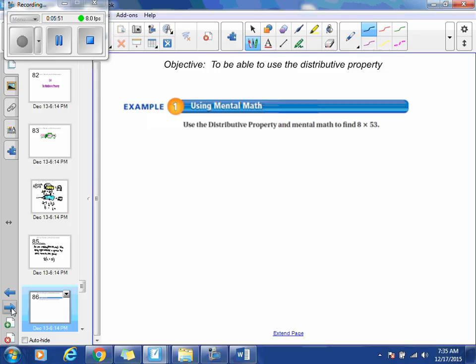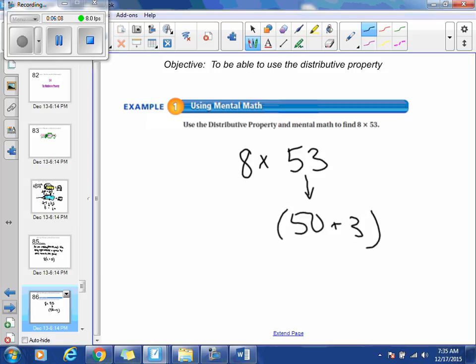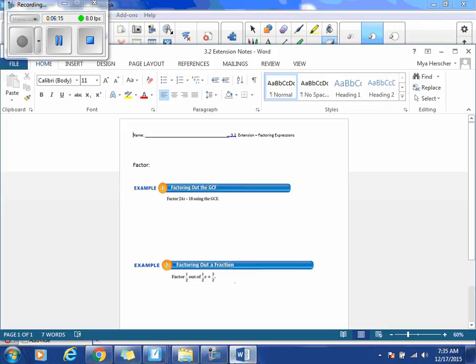All right, so distributive property and mental math. We're going to find the product of 8 times 53. So I'm going to start by writing 8 times 53. Now in my head that would be pretty hard to do, but I know that 53 is the same as 50 plus 3. So we're going to break this number down into something that has one really nice number, which is 50.